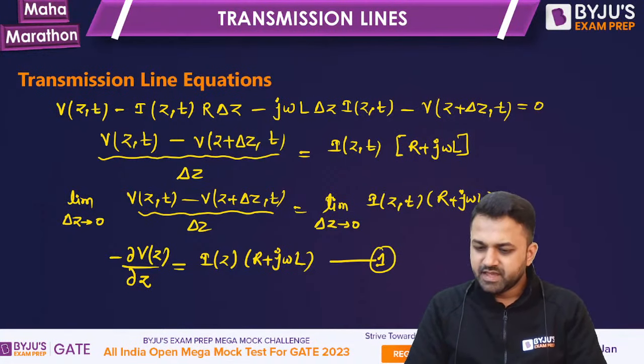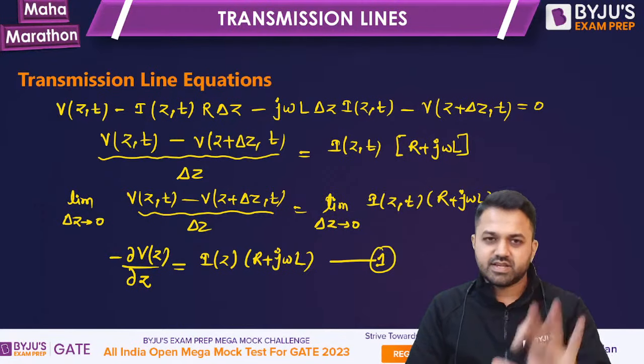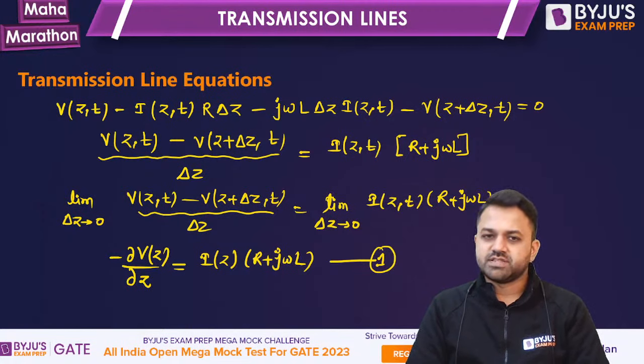Is it clear? Are these lines clear to you? All of you, just comment once. Is it clear, these equations?